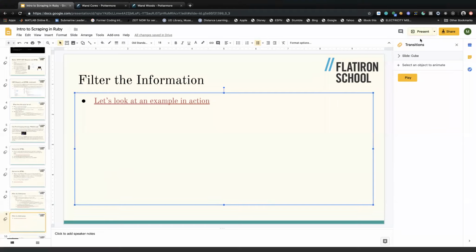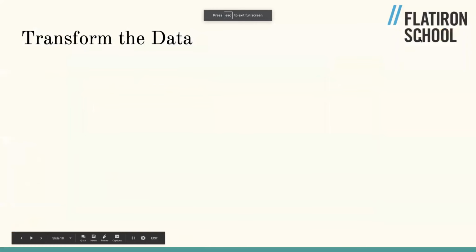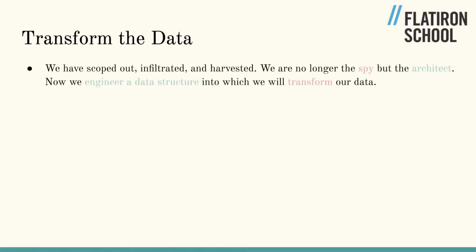Let's move on. All right, so this is where things get fun. We're now transforming the data. This is where we are no longer the spy that is retrieving information from the website. We are now the architect, and we're engineering this really cool ecosystem of Ruby objects that we want to use in our application, right? So this is where it gets fun.